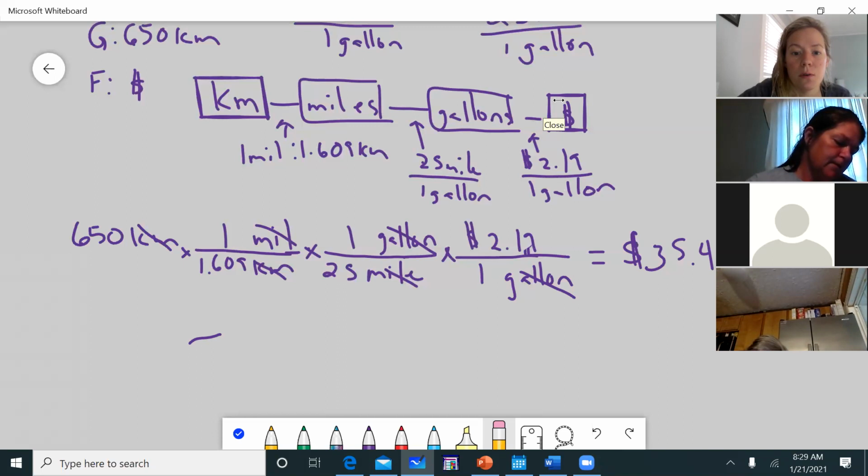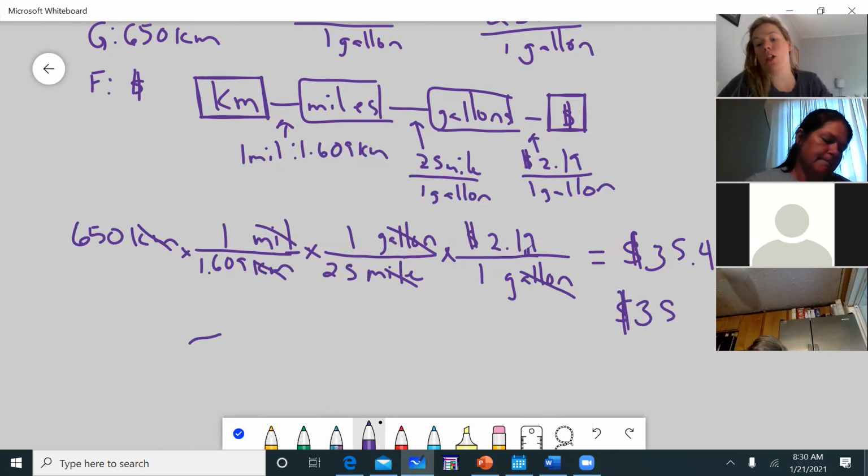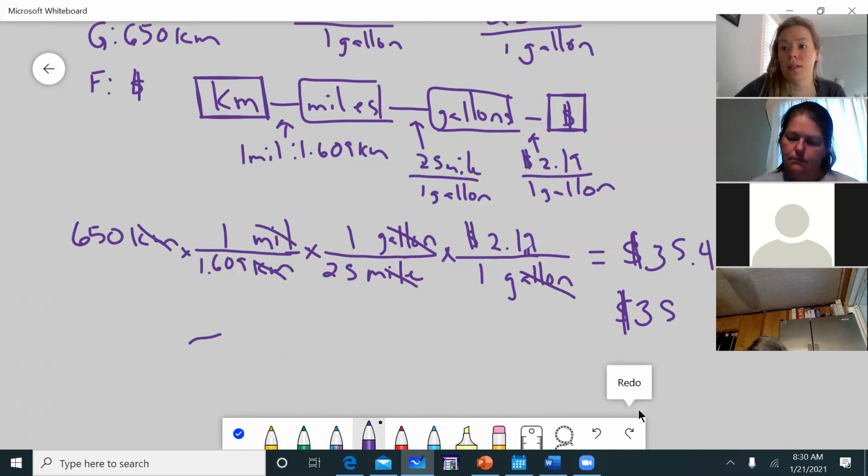Cecilia, what would be our sig fig for this problem? Actually, it wouldn't be 3 sig figs, it would be 2 sig figs, because my given piece of information up at the top, 650, is only 2 significant figures. My bad. So it should just be $35. We would round this, the 4 would tell the 5 to, it's not even a 4, it's a 3 actually. So I'm going to round this to an even $35. Thanks for pointing that out. Any other questions on that?